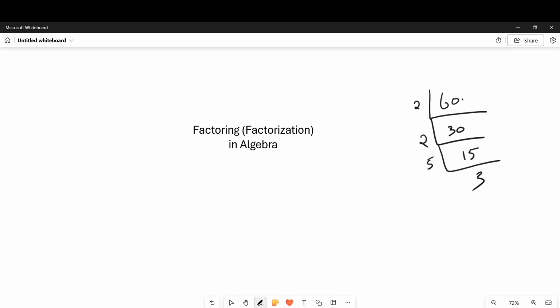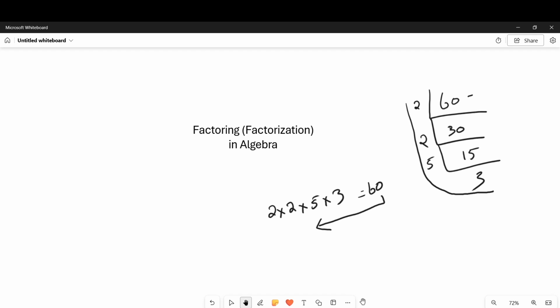So when we factorize 60 into this group of factors, the answer is 2 times 2 times 5 times 3. 2 times 2 is 4, 4 times 5 is 20, 20 times 3 is 60. So this is how we factorize a number into a group of factors. These numbers are called factors of 60. The number 60 has the factors 2, 2, 5, 3. This is the way we write the factors.